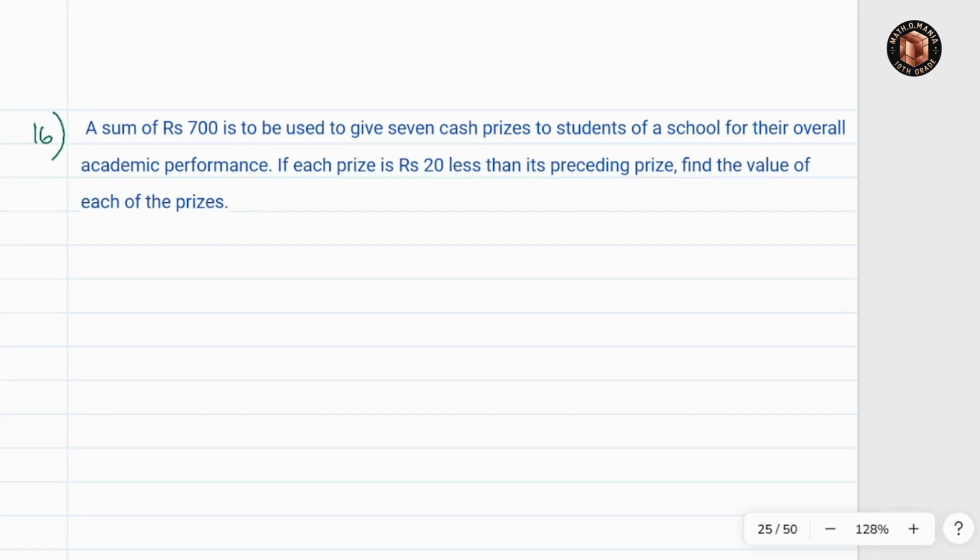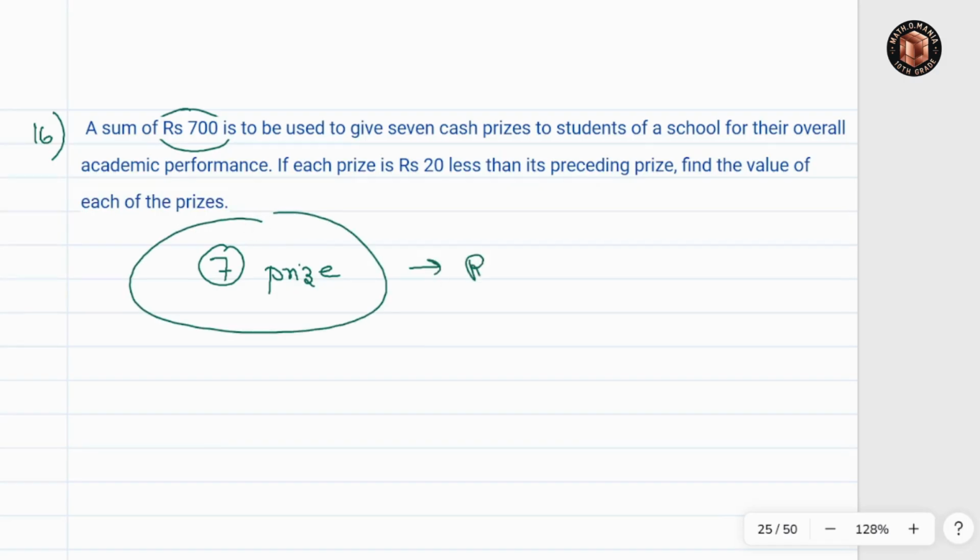A sum of rupees 700 is to be used to give 7 cash prizes to students of a school for their overall academic performance. If each prize is rupees 20 less than its preceding prize, find the value of each of the prizes. So they are telling that a total amount of rupees 700 is allocated for giving cash prizes to the students, and in total there are 7 prizes. All of them together, they have allocated rupees 700. Therefore, now we have to find, for all this, like the first prize will be a particular amount.